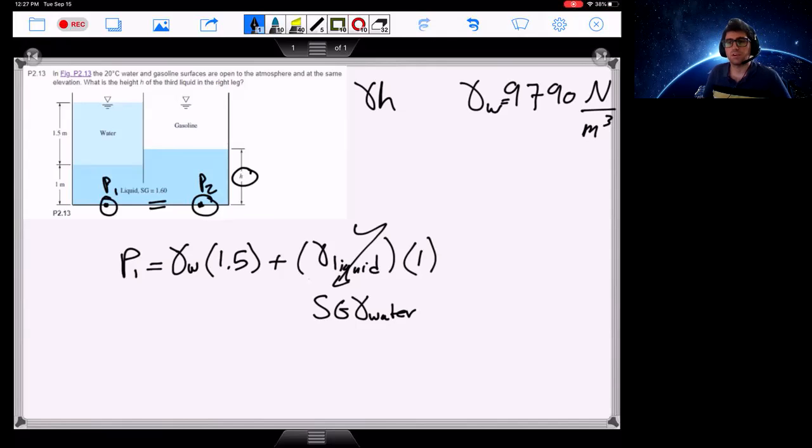I know the density of water is almost 1,000 kilograms per meter cubed. So yeah, it's just with practice. You can memorize these values with practice, really. As long as you're practicing more problems, you're going to memorize these values.